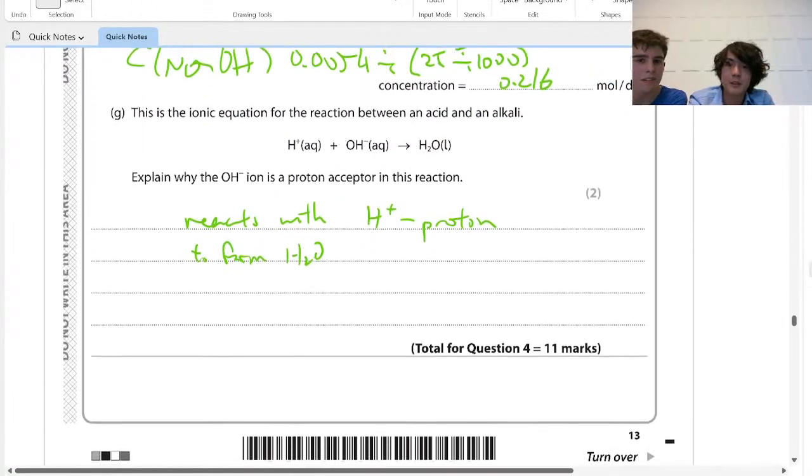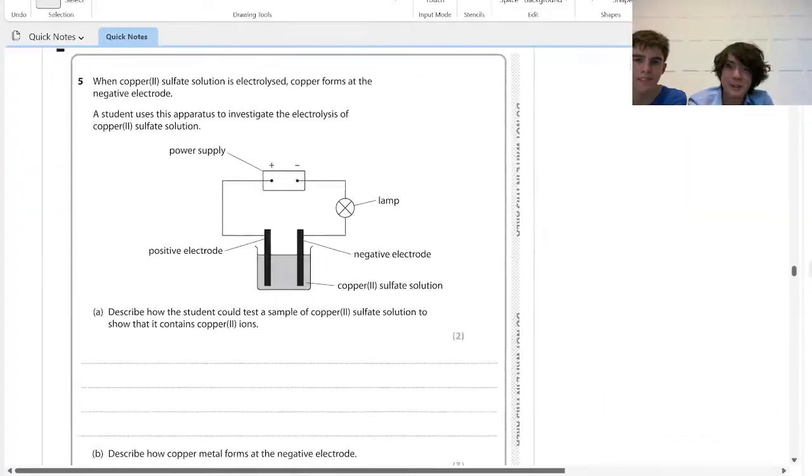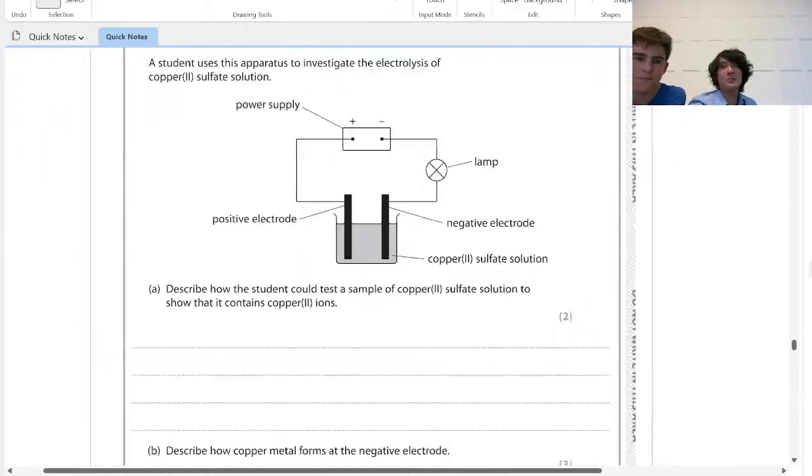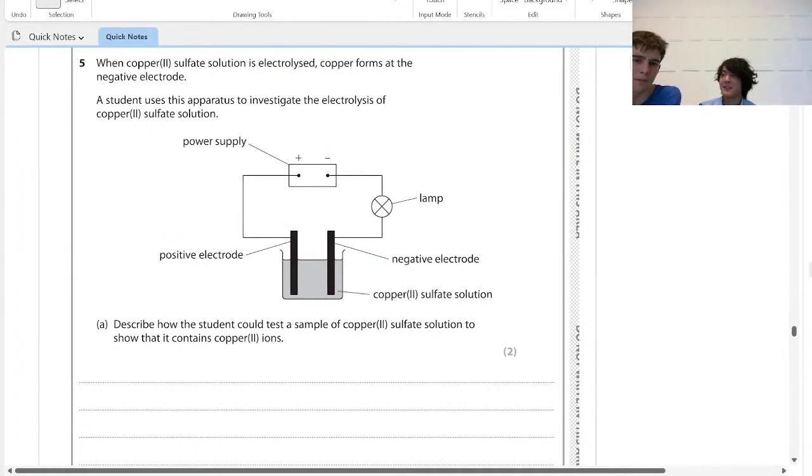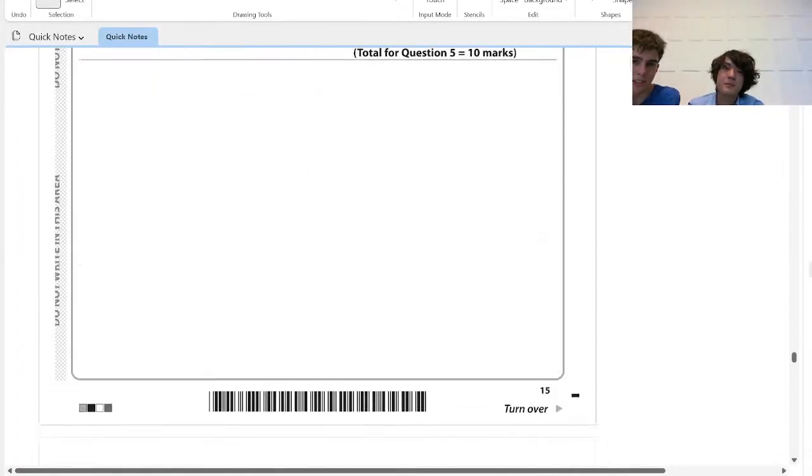Okay, that's quite simple. Electrolysis might come up as well. Electrolysis is probably the most finicky subject, just because it's annoying.